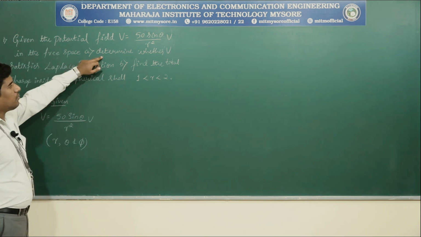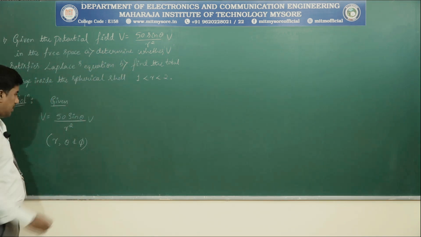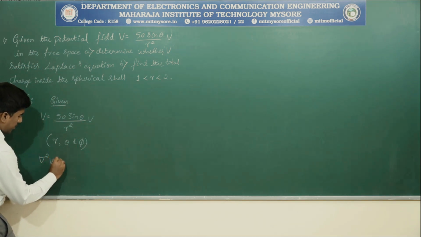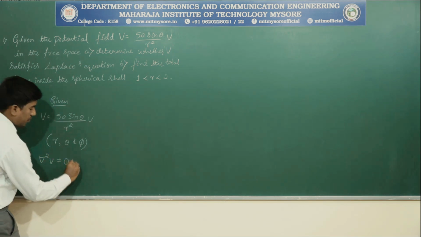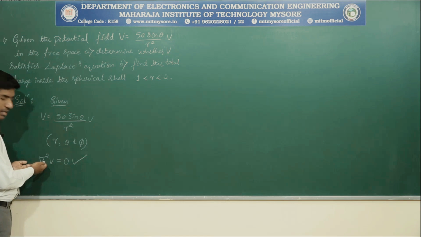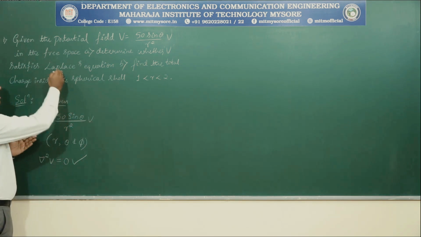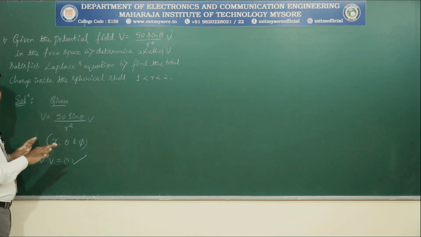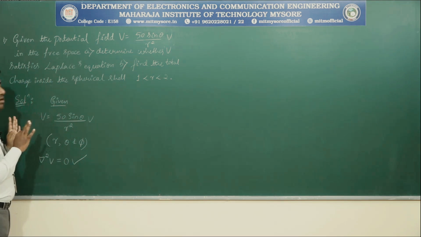So what is the first thing we need to identify? Determine whether V satisfies Laplace equation. That is, whether V satisfies Laplace equation means gradient square into V must be equal to 0. We need to identify this quantity, gradient square V, should be equal to 0. If it is equal to 0, then we can easily say that it satisfies the Laplace equation. If it is not equal to 0, then we can clearly say that it does not satisfy Laplace equation. That is the first part we need to identify.